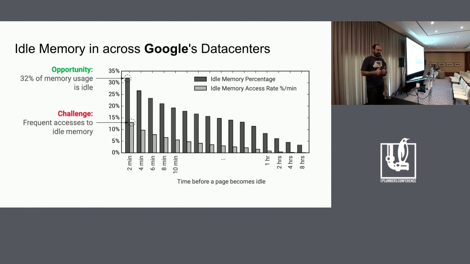However, there is also a 13-14% refault rate if we decide to go with this definition. So 14% of this idle memory is becoming non-idle, or hot memory, per minute. So we have to find a spot where we are comfortable with the amount of the opportunity versus the cost.